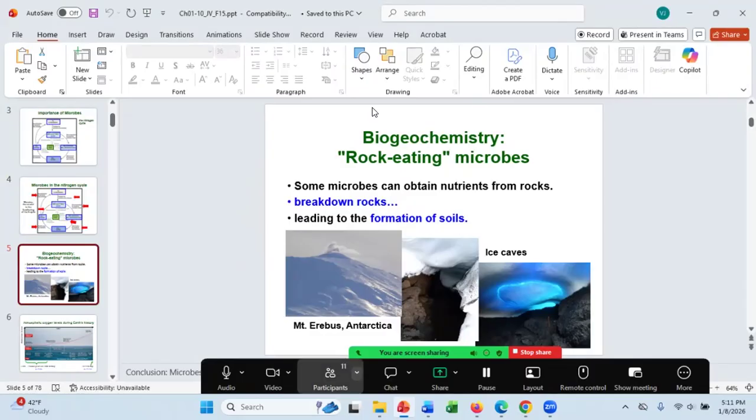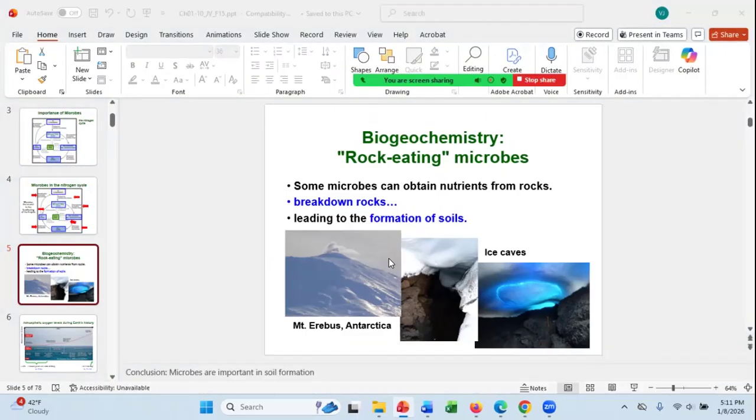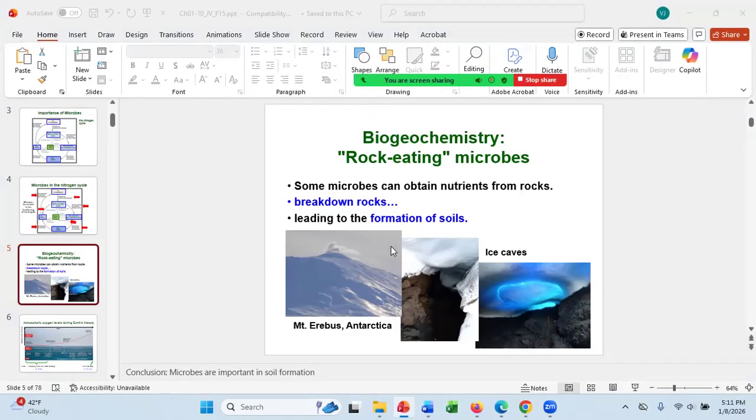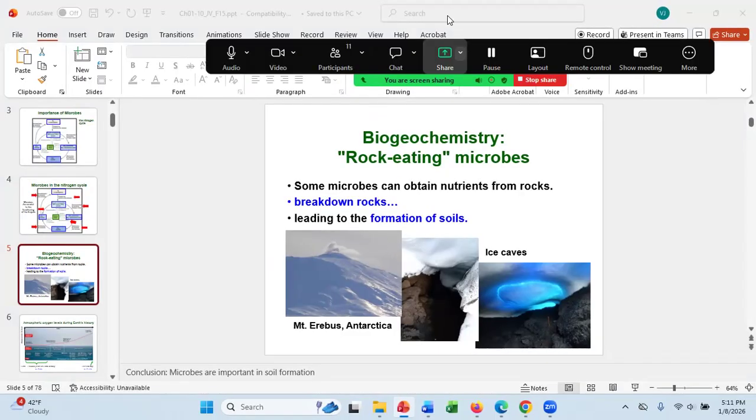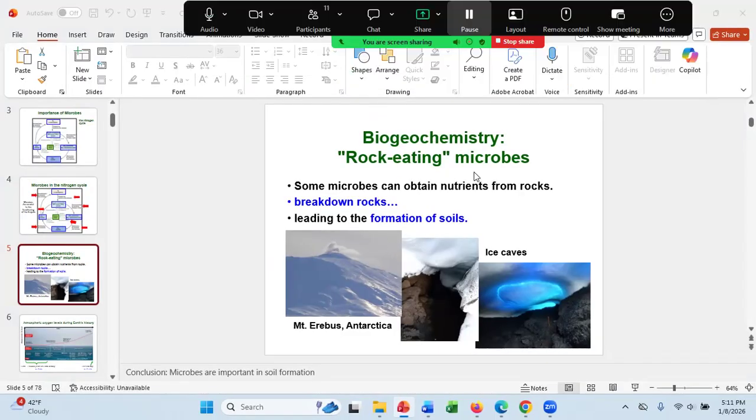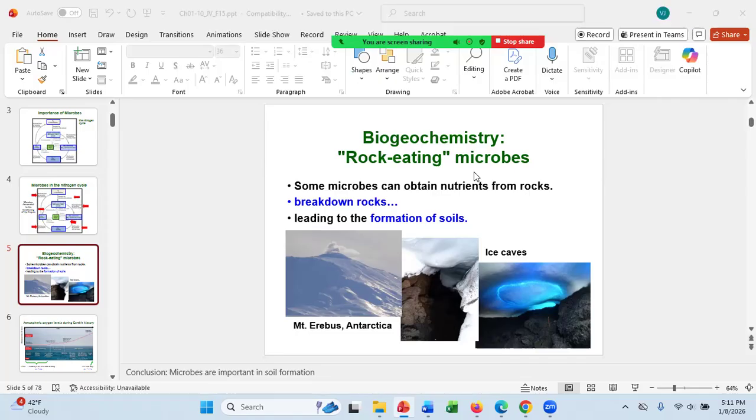Now, do understand that microbes do not make the majority of the soil. Most soil is made by erosion from the wind or from water, but soil making is actually one important thing that microbes do, and they do make a significant amount of soil. It's something like around 20% of soil that is made by microbes.